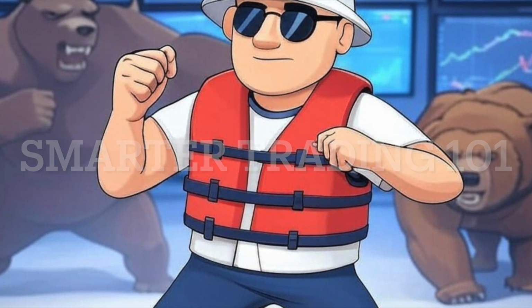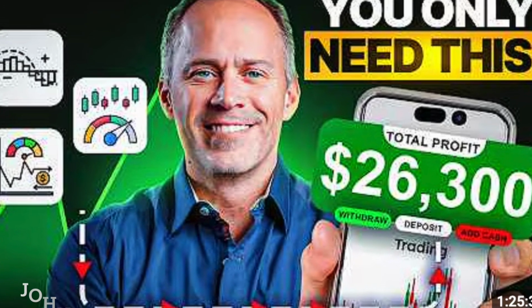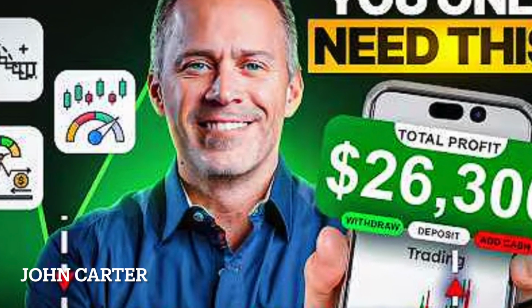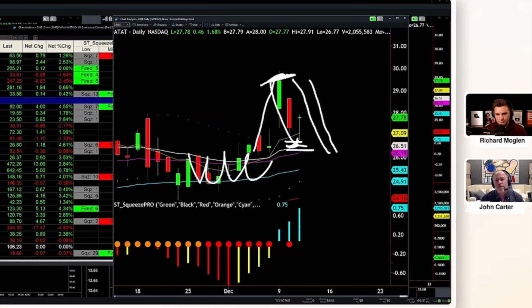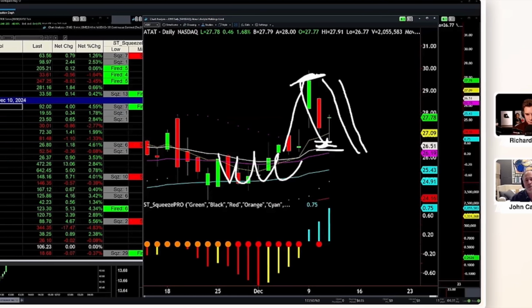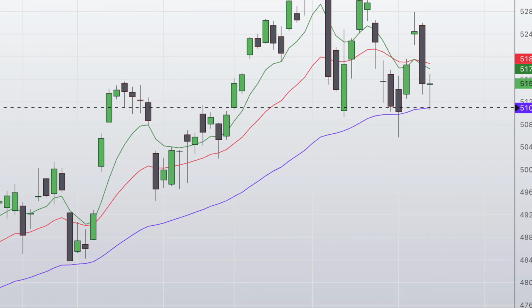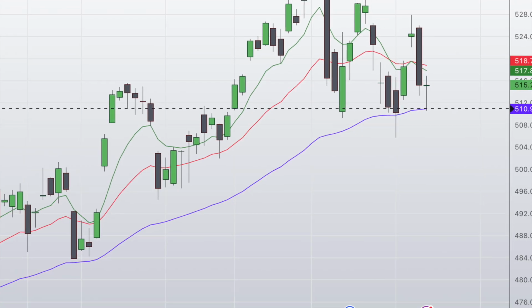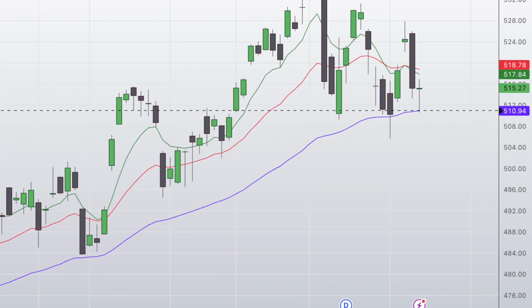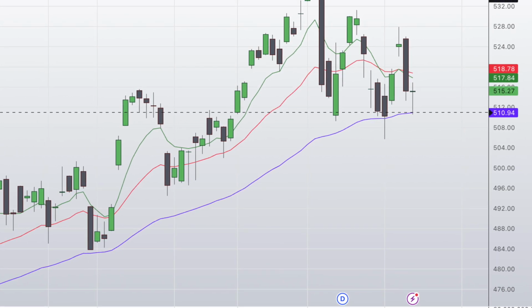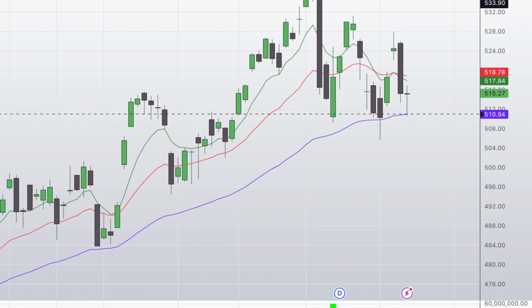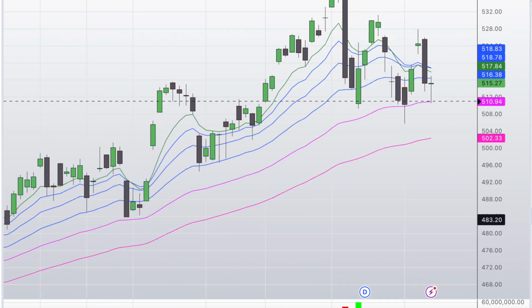Let's get into it. Today we're going to talk about a new indicator, but before we get there, we need to talk about John Carter first. He had this concept of stacked EMAs in his interview with Richard Moglen, and EMAs have been around, well, forever, basically since stock charts. And you can get very simple with just a couple EMAs. This is 8, 21, and 55.